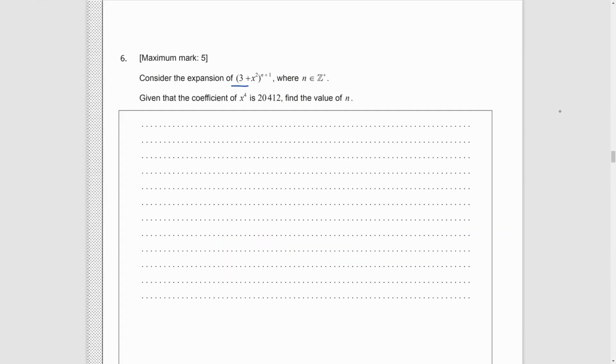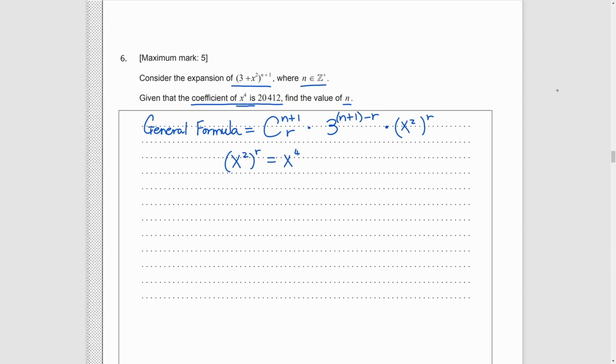Question 6. Consider the expansion of this. And given that the coefficient of x^4 is 20412, we want to find n. First, we write down the general formula of the terms, and then we try to consider the term of x^4. So, r needs to be 2.